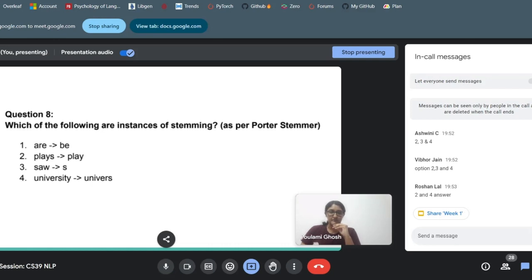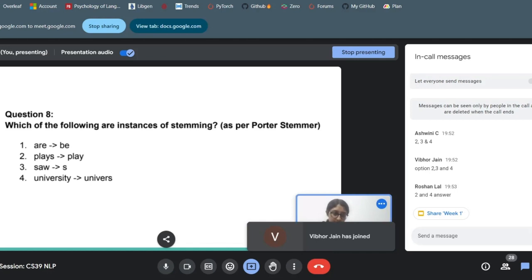I think there's a bit of a connection issue. Could you please repeat once more? Are others able to hear what Vibhor is saying? No, ma'am. Okay, your voice is audible, but his voice is breaking. Vibhor left the meeting. I think he'll rejoin. Let's see. Yeah, Vibhor has joined again.